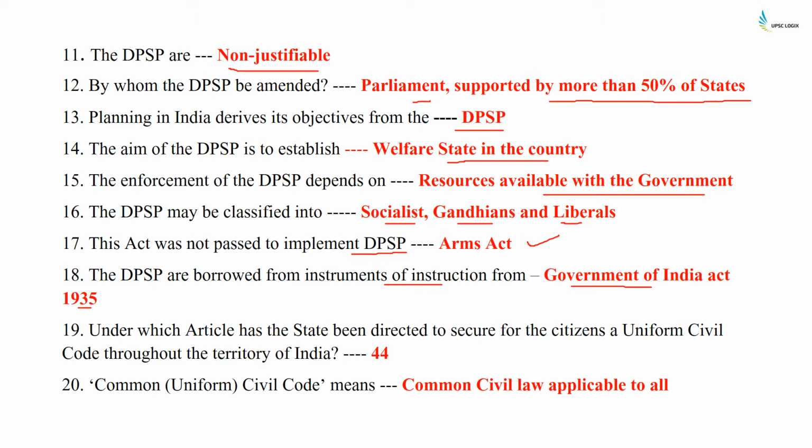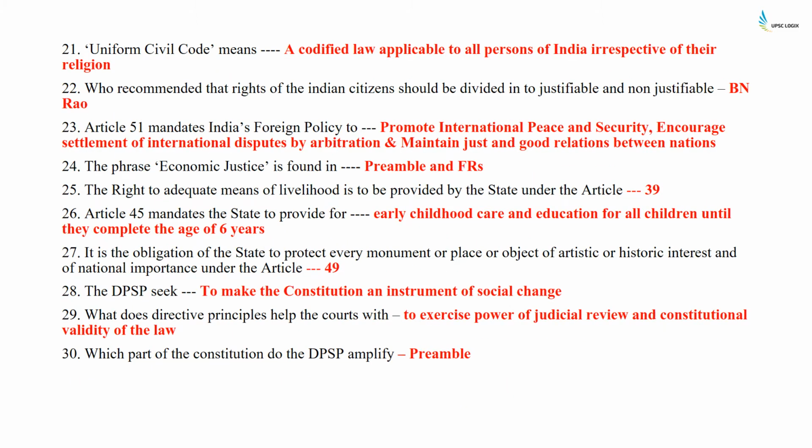Under which article has the state been directed to secure for all citizens a uniform civil code throughout the territory of India? This is Article 44 and belongs to liberal directive principles. Common uniform civil code means common civil law applicable to all. Uniform civil code means a codified law applicable to all persons of India irrespective of their religion.